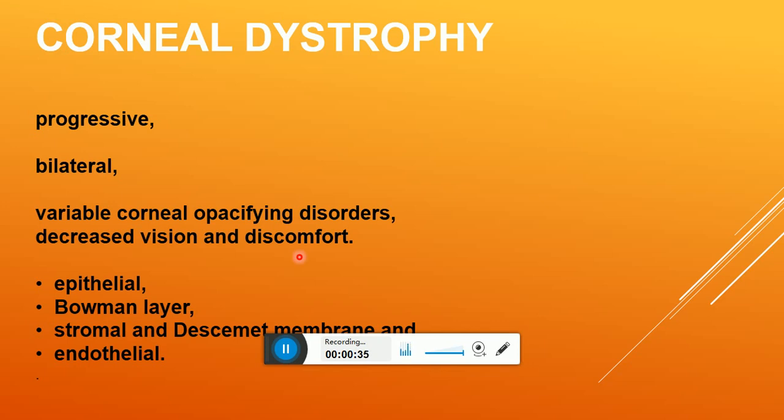They are divided based on the biomicroscopical and histopathological features. They are divided into epithelial, Bowman layer, stromal, and Descemet membrane, and the last one endothelial. One or more underlying genetic abnormalities have been identified for most. As a general rule, most types of corneal dystrophy are bilateral, primarily affect one layer of the cornea, and are slowly progressive.